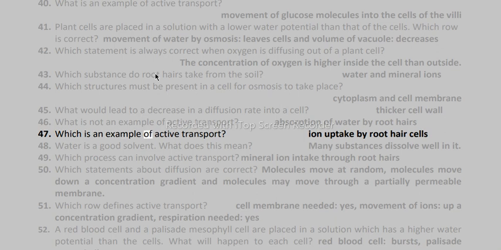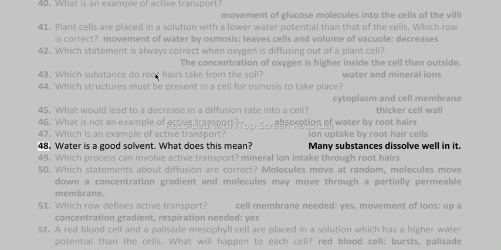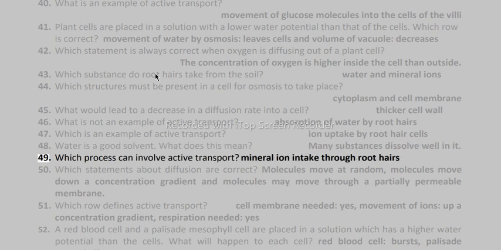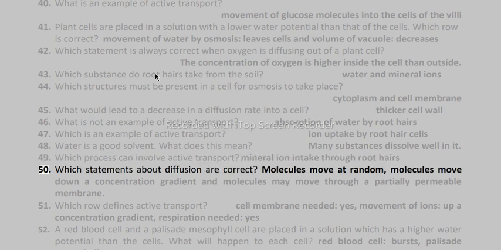47. Which is an example of active transport? Ion uptake by root hair cells. 48. Water is a good solvent. What does this mean? Many substances dissolve well in it. 49. Which process can involve active transport? Mineral ion intake through root hairs.